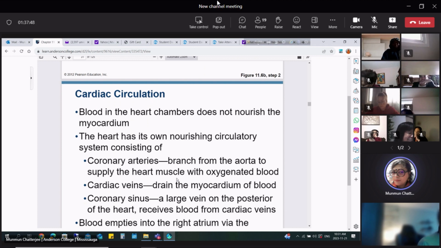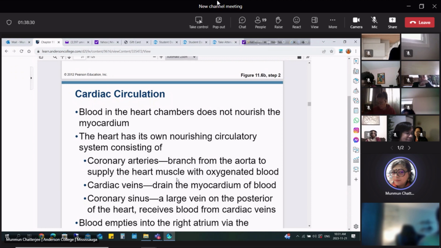So the heart has its own nourishing circulatory system, which consists of coronary arteries, cardiac veins, and the coronary sinus. You know what a coronary block is. What are coronary arteries? They branch from the aorta to supply the heart muscle with oxygenated blood. From the left ventricle, blood goes to the aorta, the main trunk from where all circulation branches, and from there one artery comes and supplies the heart muscles with oxygenated blood. That is the coronary artery.